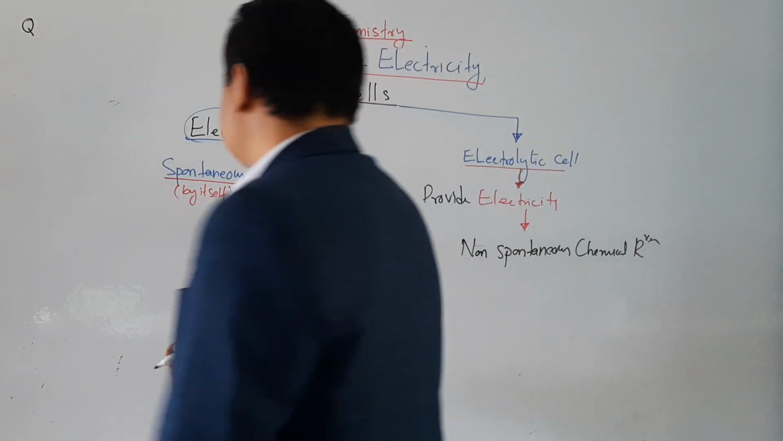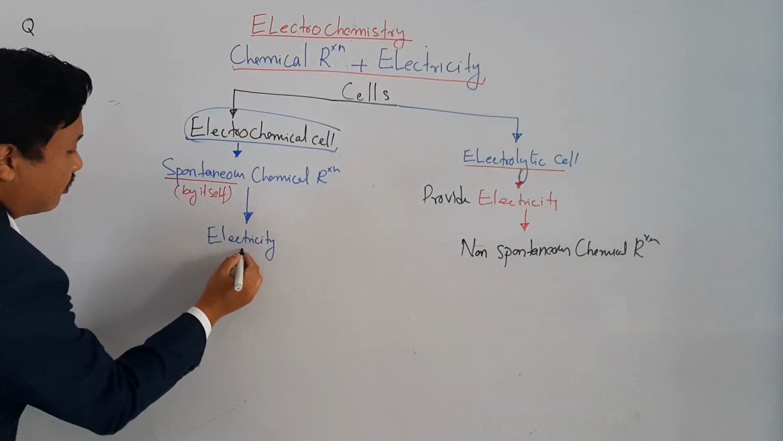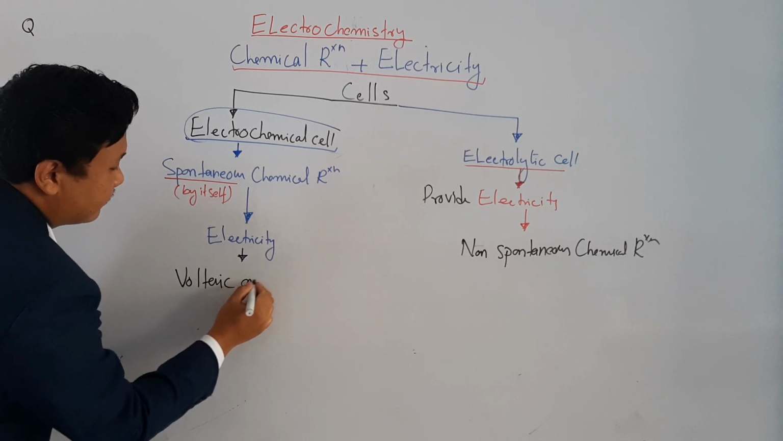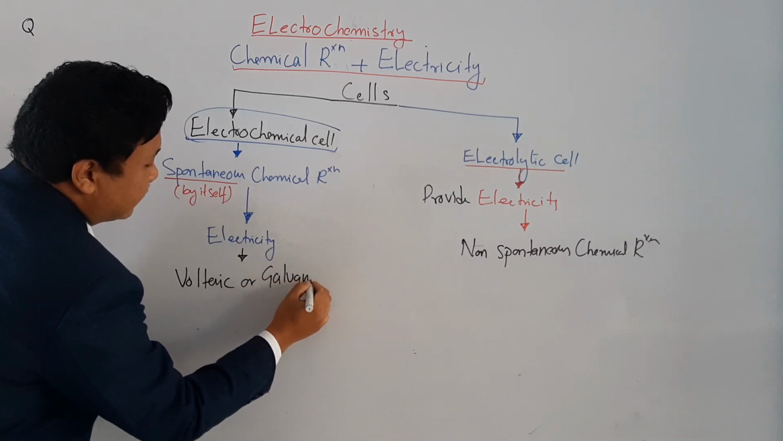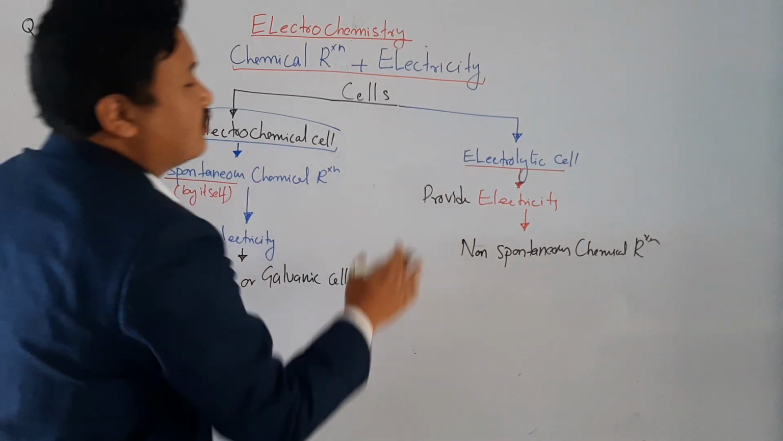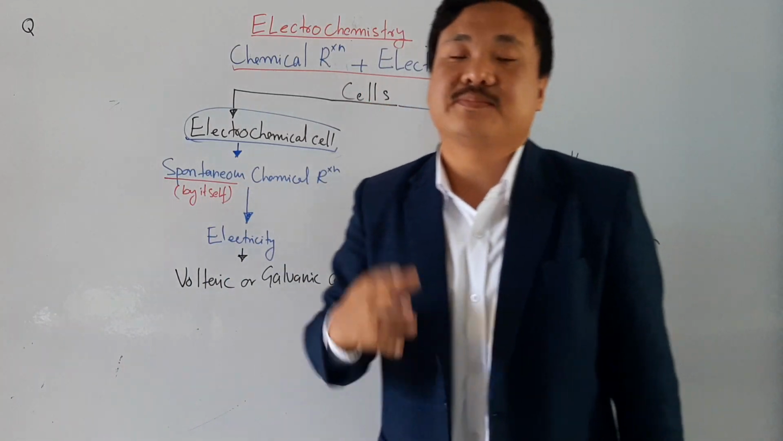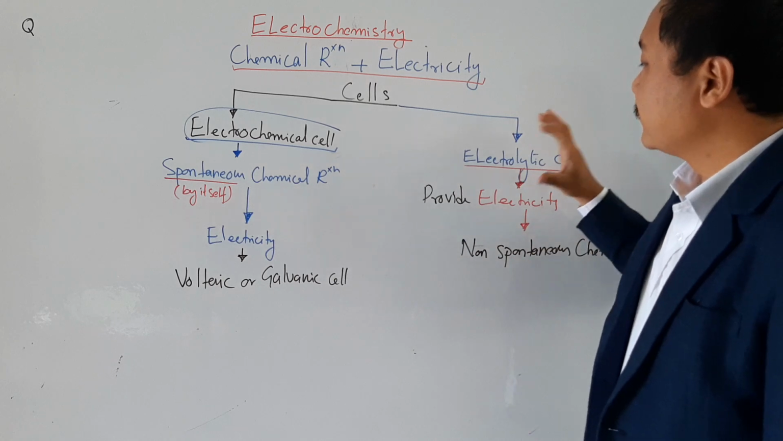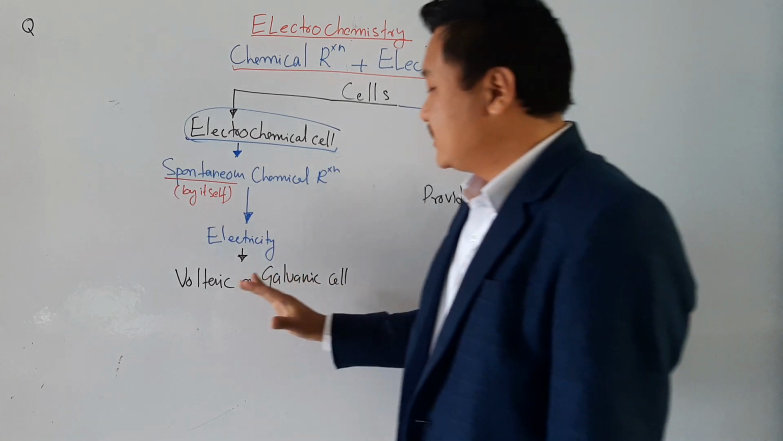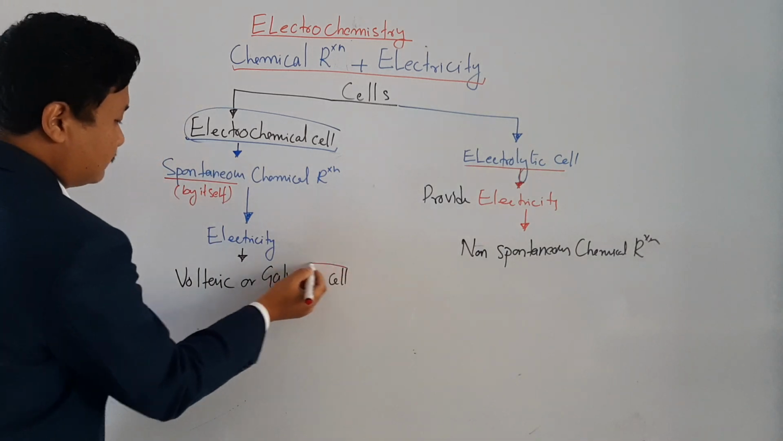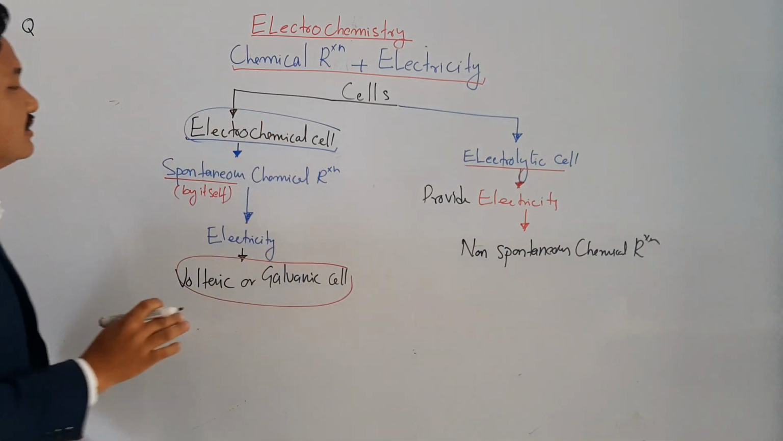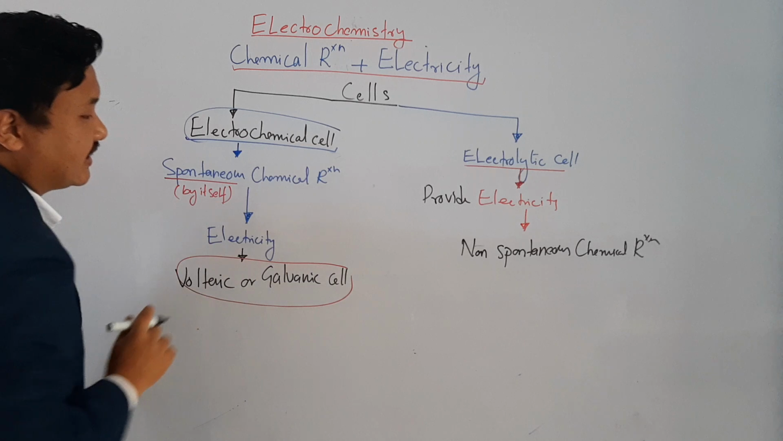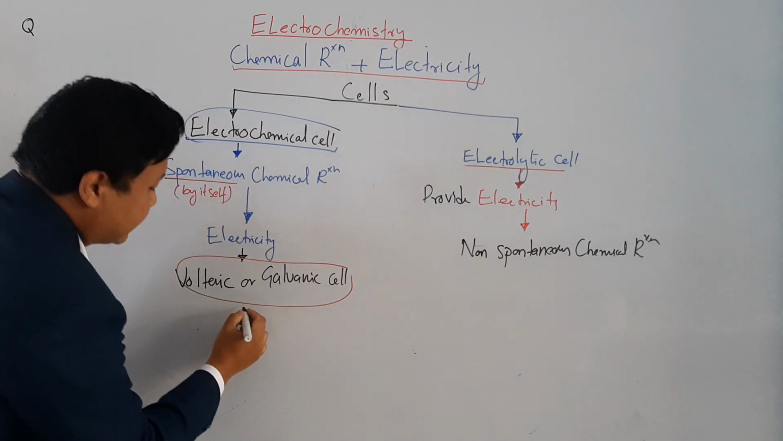Now these electrochemical cells are called voltaic or galvanic cells. This part I am not touching. There are some more types of cells, primary cells and secondary cells, which we will talk about later. Now the voltaic or galvanic cell is also an electrochemical cell. Under this voltaic or galvanic cell, there is some more cells, one of which is called the Daniel cell.